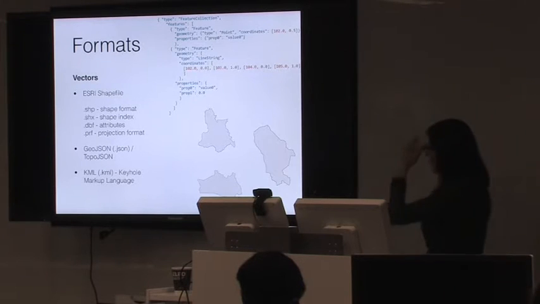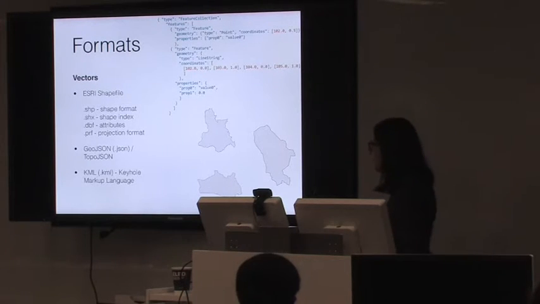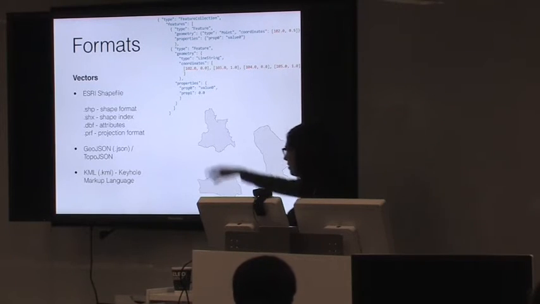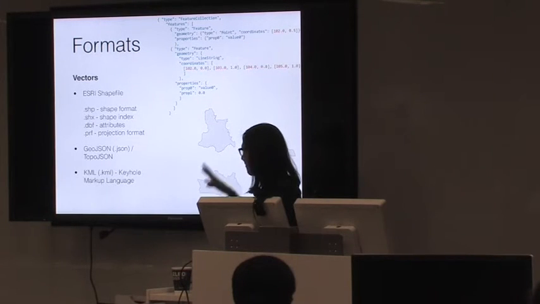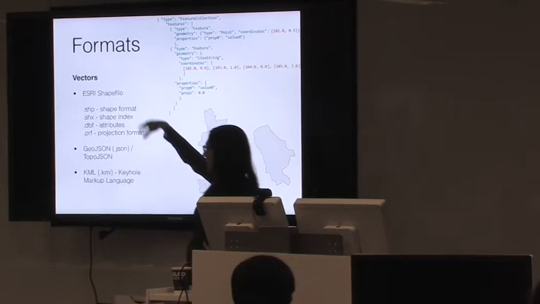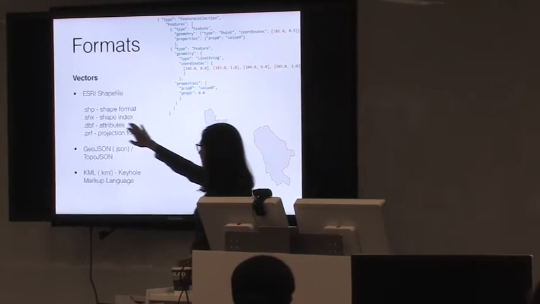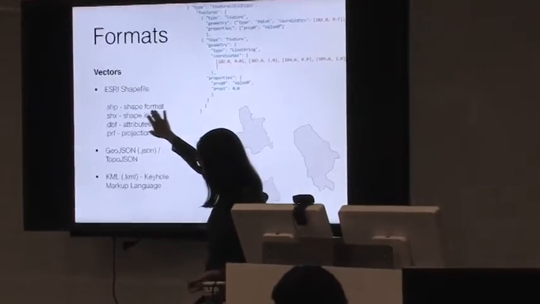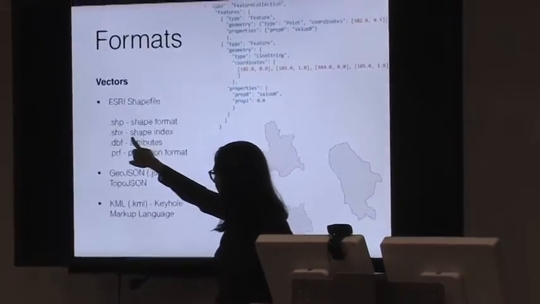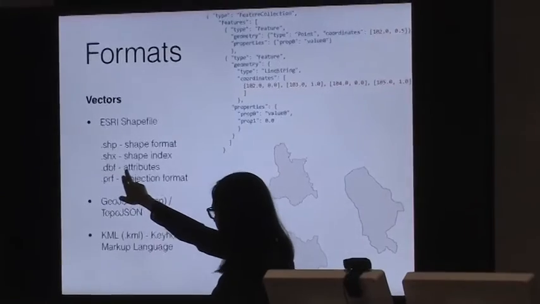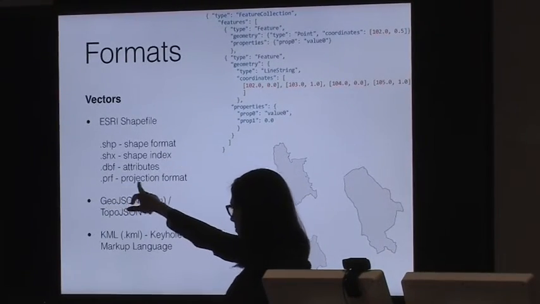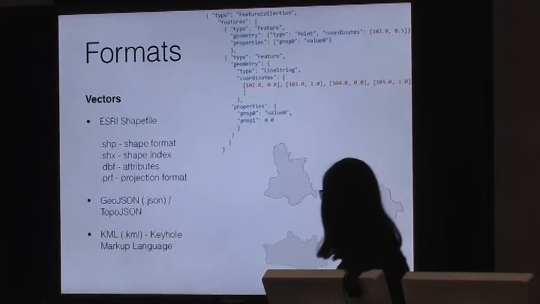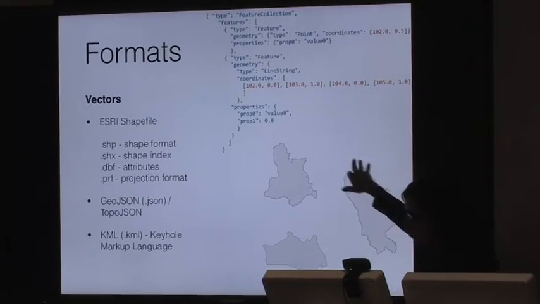And then there's lots of different formats. The most common format for spatial data that you can find is the ESRI shapefile. So shapefile is like a misnomer because it's actually a collection of files. So you can have basically a .shp, which is basically the shape format, and then you have the index. Then you have another file that stores all the attributes, the data attributes of that shapefile, and then finally you have some projection format that is stored in this. So if you plot them, they look like this.